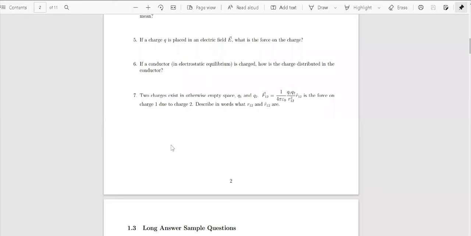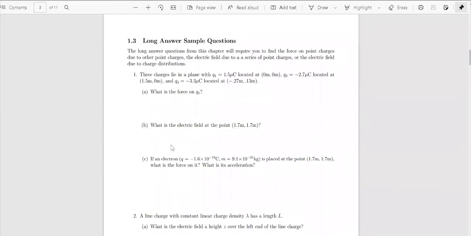Sorry. All right, long answer questions. Three charges lie in a plane with Q1 equal to 1.5 microcoulombs at the origin, Q2 equals negative 2.7 microcoulombs located at (1.5, 0), and Q3 is negative 3.3 microcoulombs located at (-0.27, 0.13).